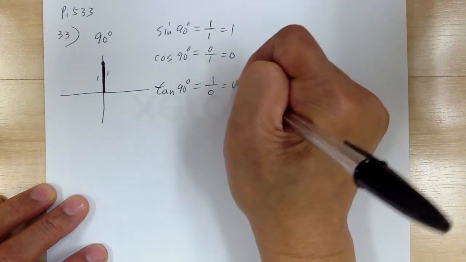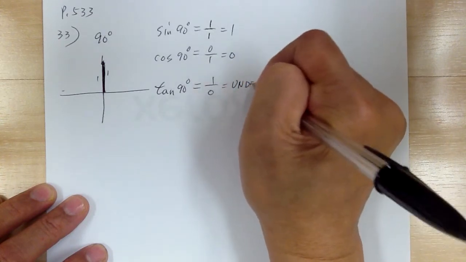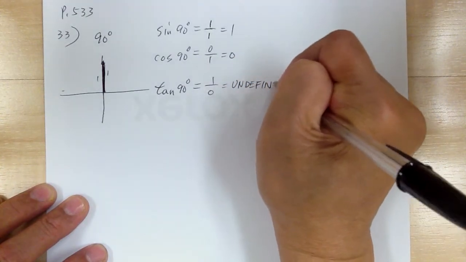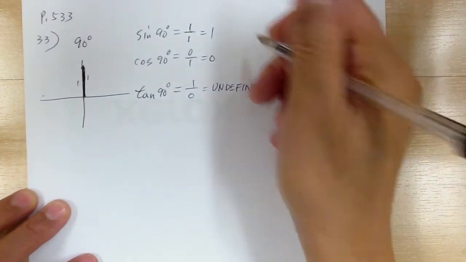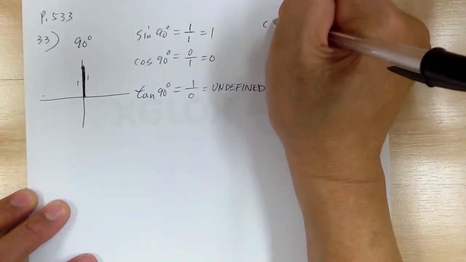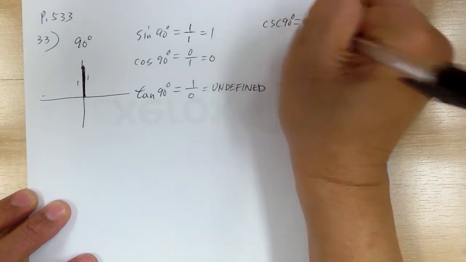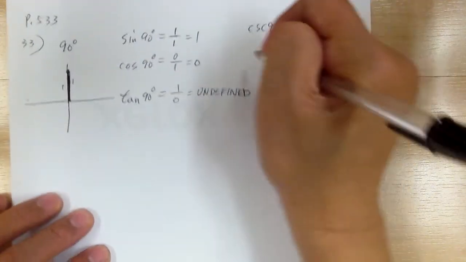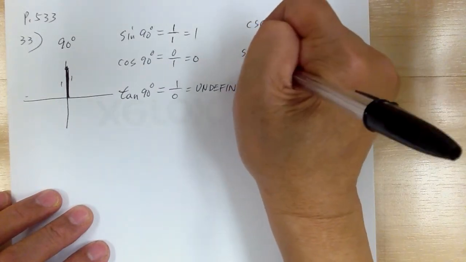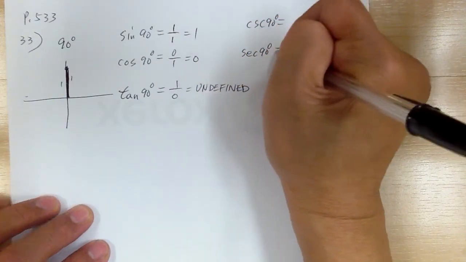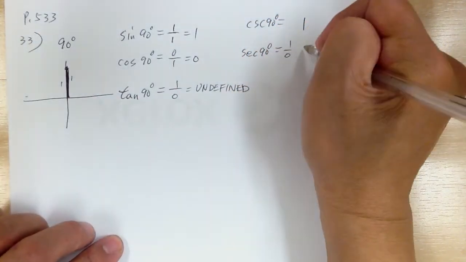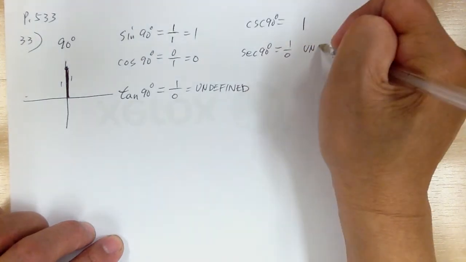Okay, so this is undefined. And then you get the cosecant. So cosecant of 90 degrees, again you flip upside down, you get 1. Okay, and secant of 90 degrees, you flip this over, you get 1 over 0. So this is undefined.